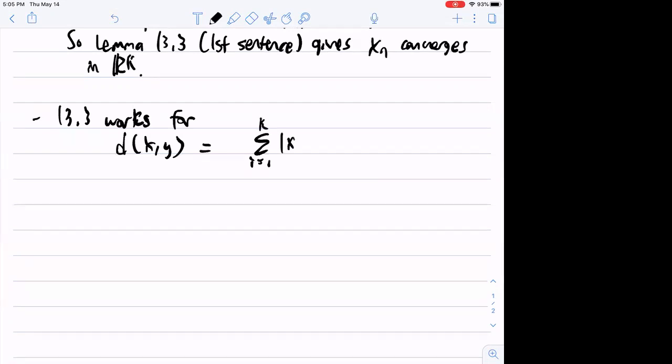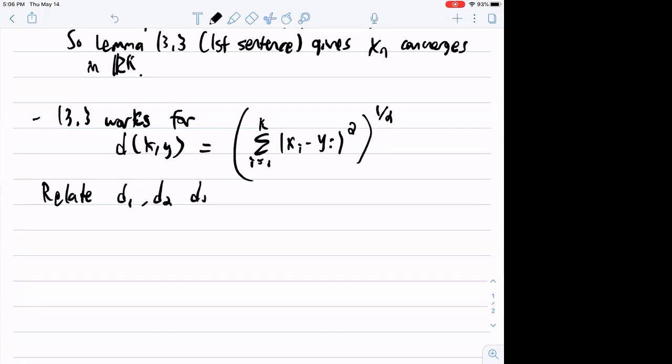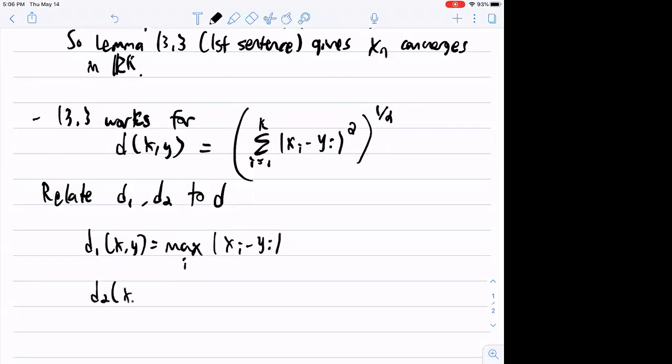So 13.3 works for d of xy, for this distance, right? Xi minus yi. Since it works for this one, the point is to relate d1, d2 to d. That's the goal, right? So we know everything works here. So let's relate d1, d2 to d. Just recall d1 is the max, I think, of xi minus yi, right? And d2 is the sum, I think.